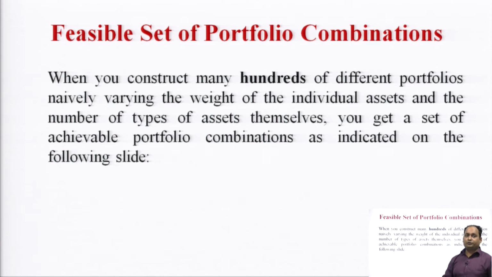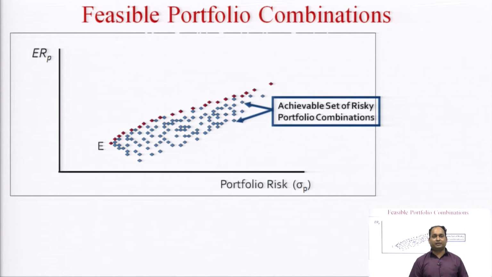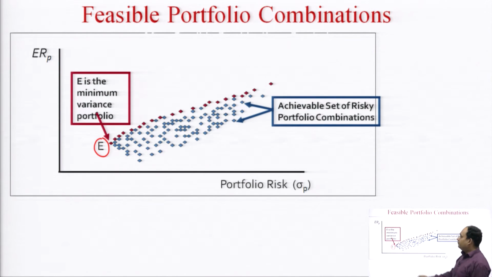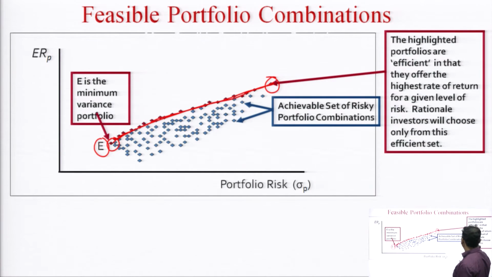If we are combining hundreds of portfolios, like when you construct many hundreds of different portfolios, namely varying the weight of individual assets and the number of types of assets themselves, you get a set of achievable portfolio combinations as indicated on the following slide, like this. These are the 100 sets of achievable risky portfolio combinations. This is the expected return, this is the portfolio risk. This E is the minimum variance portfolio, and this is the highest variance portfolio, and these are the upper side. Again, these red highlighted portfolios are efficient.